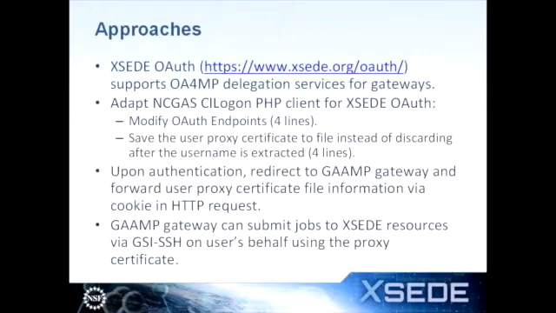So once the user first comes and talks to our PHP client and is authenticated, they will be redirected to the GAAMP gateway with their proxy certificate file information encoded in the cookie in the HTTP request. Then the GAAMP gateway will in turn submit jobs to XSEDE resources through GSI-SSH on the user's behalf.